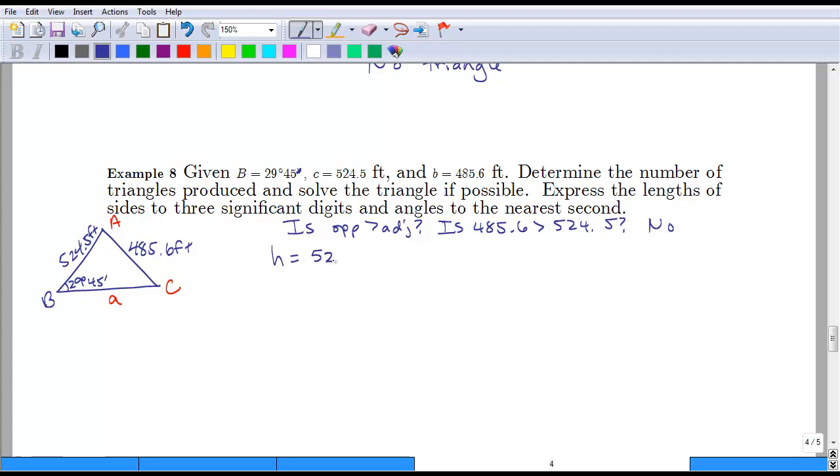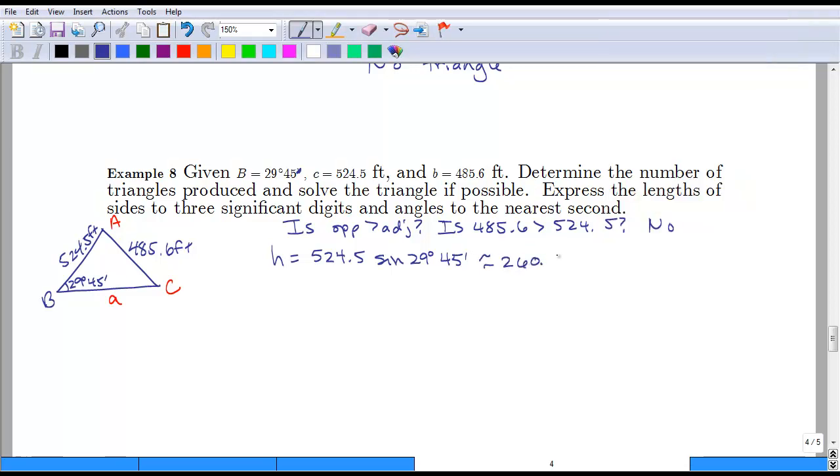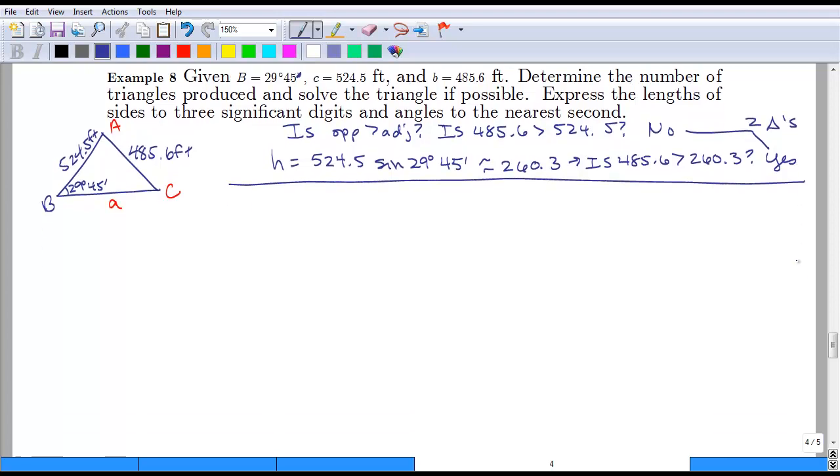H in this case is going to be 524.5 times the sine of 29 degrees, 45 minutes, and that should be minutes. And we end up with 260.3 approximately. So we ask ourselves, is 485.6 greater than 260.3? Well, yes, it is. And since we have two answers, we have two triangles. So that's just the first part. Now we need to go through and find those triangles.